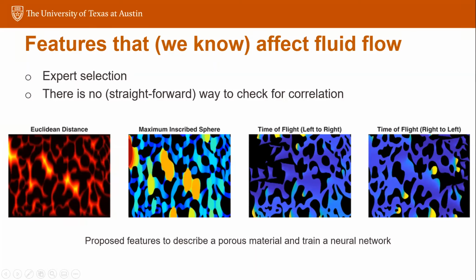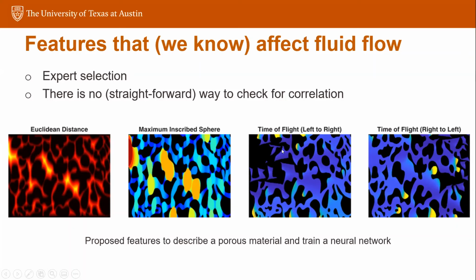And this represents also like pore size distribution, and also the size of the throats, like the size of the constrictions. And then we use the time of flights, which basically label the voxels based on how far away they are either from the source or the sink.